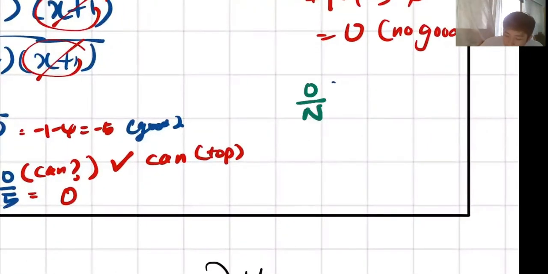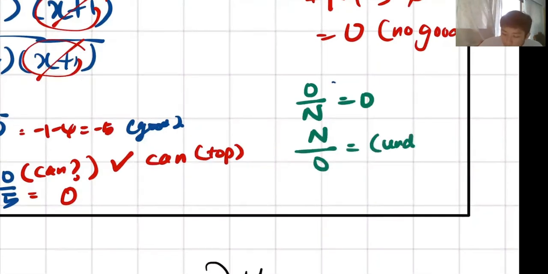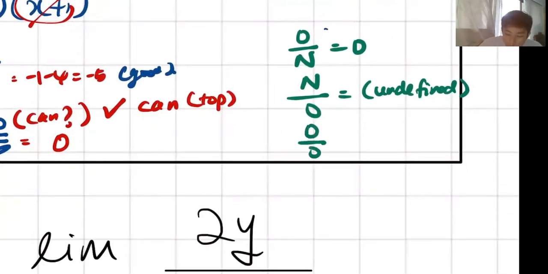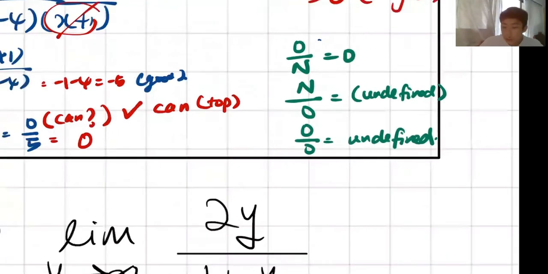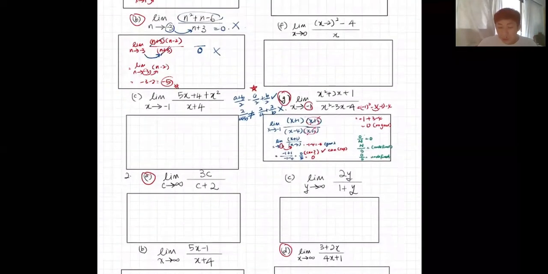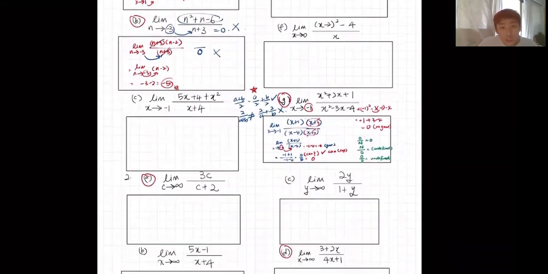0 divided by anything is equal to 0. Anything divided by 0 is math error, undefined, including 0 divided by 0 also. This one you can take note. Okay, I just leave it here. So we are done with G. Now we go to question 2.